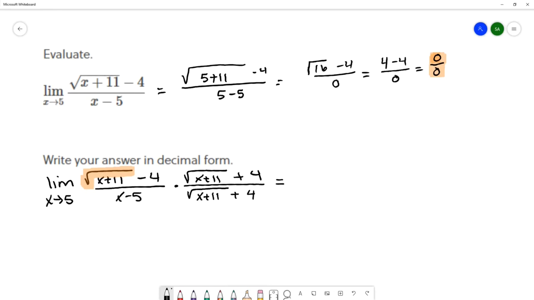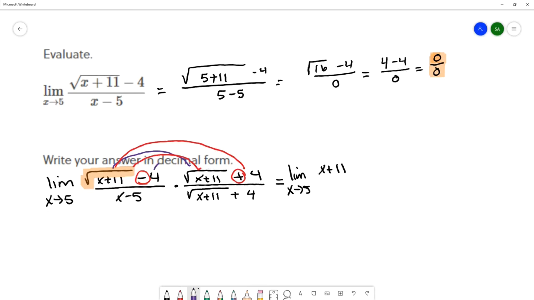In the numerator, when I do my multiplication, I'm going to do square root of x plus 11 times square root of x plus 11. That simplifies to be x plus 11. Let me write that limit symbol here. And then when I multiply the outside and the inside, you'll notice that because I multiplied by the conjugate, I have the same terms but with opposite signs, one with a plus and one with a minus. And so those terms will cancel each other out.